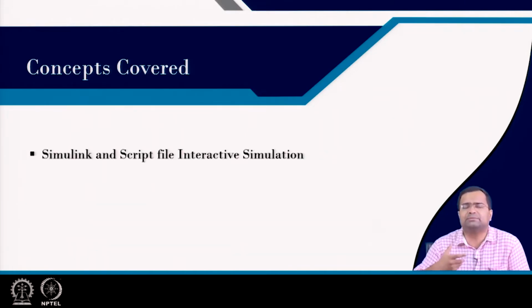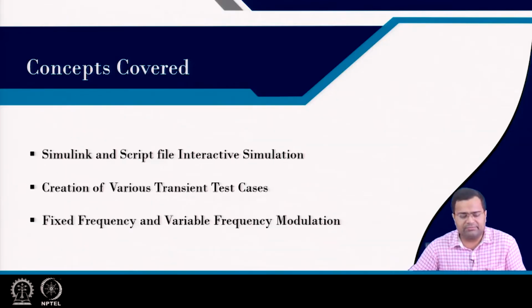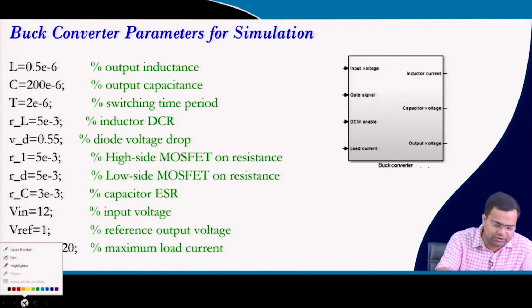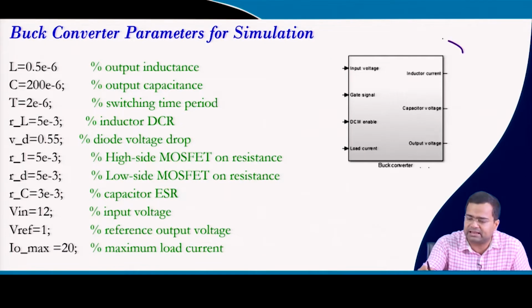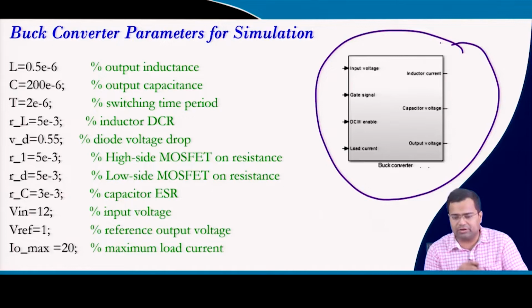In fact, we can speed up the simulation by running through a script file. So, in this lecture I want to show Simulink and script file interactive simulation, the creation of various transient test cases, and then fixed frequency and variable frequency modulation. This block I am showing, we have shown in the previous lecture, that means how to build this buck converter block, and we will use that block to move further.